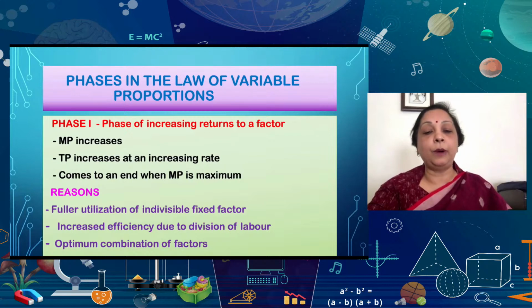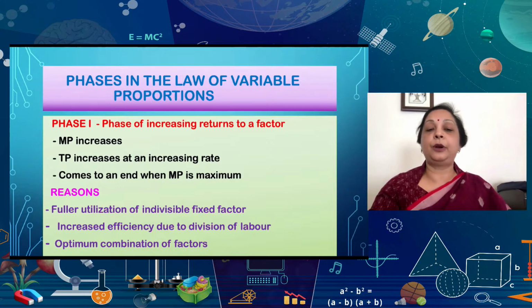If there is only 1 laborer doing everything, efficiency will be less. But when there is division of labor, work is divided between different laborers, efficiency increases, and hence the marginal product also increases. This is the second reason.